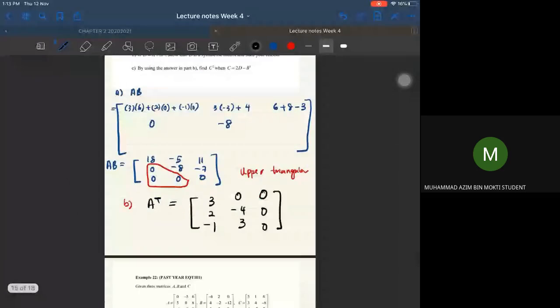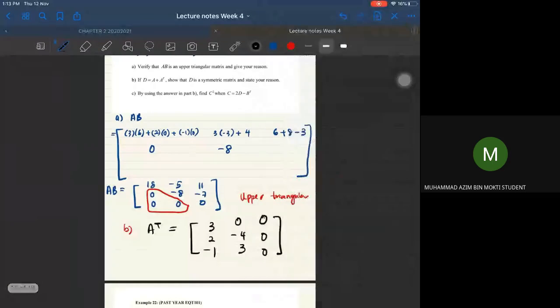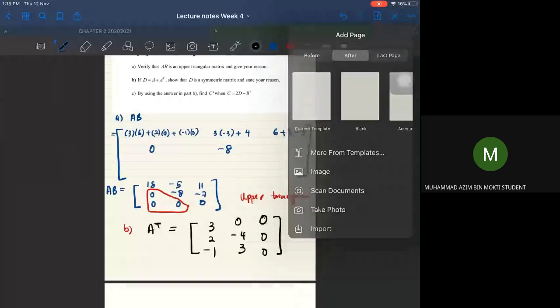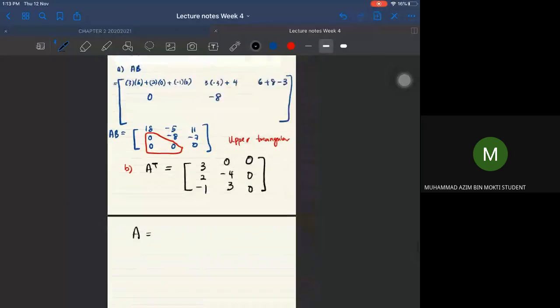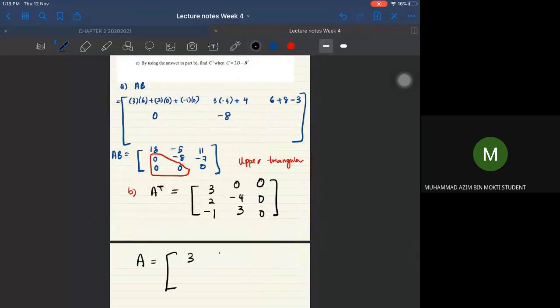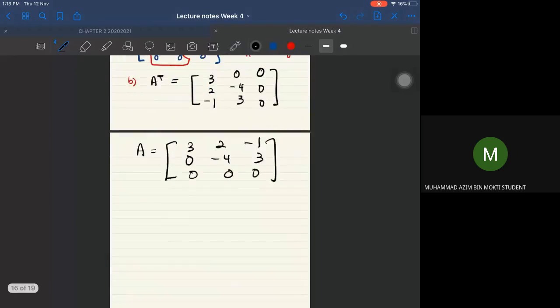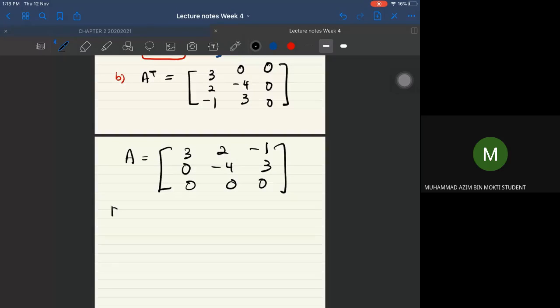So what is your A? So your A is equals to, jadi matrik A awak adalah 3, 2, negatif 1, 0, negatif 4, 3, 0, 0, 0 kan? Ini matrik A awak. Okay. So nak dapatkan matrik D, so D is equals to A plus A transpose. So therefore you akan dapat, so you kena tambah elemen yang sama. Okay, siapa yang faham tu tak apalah lah, teruskanlah buat. Saya explain ni sebab ada yang tak faham.